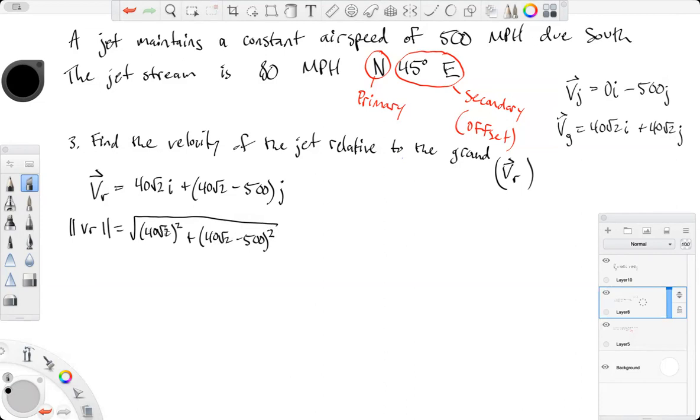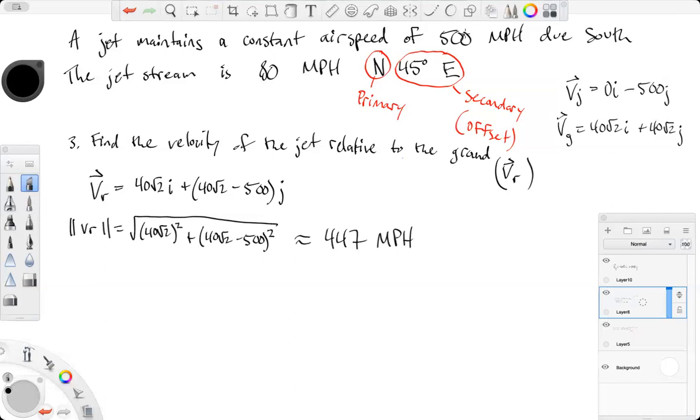And then separately do 40 root 2 squared, add it to what you got here, and then take the square root. If you do all of that, you get something that's approximately 447 miles per hour. So that's how fast the jet looks like it's flying, which kind of makes sense, right?